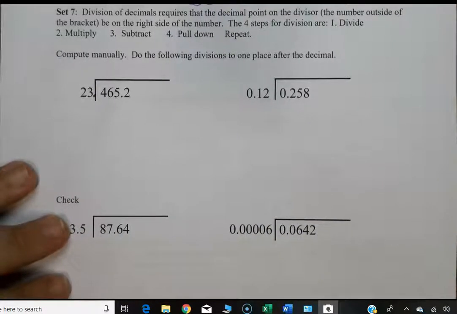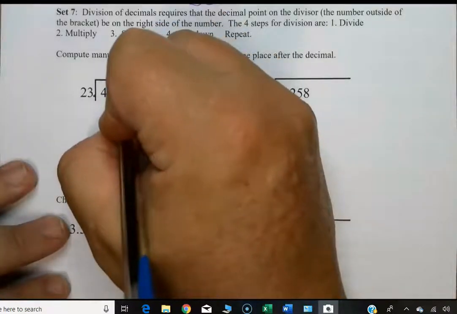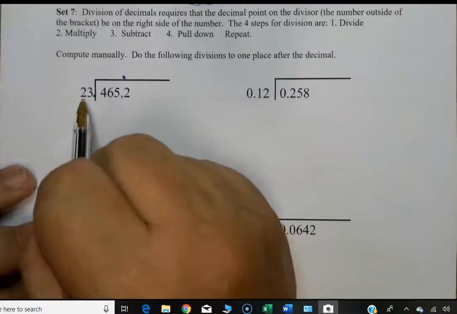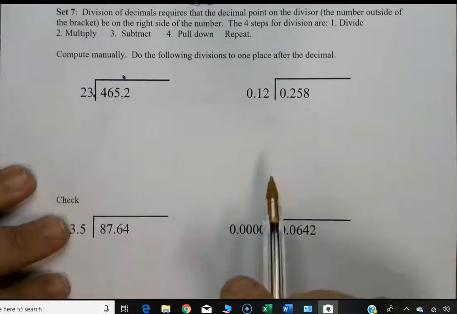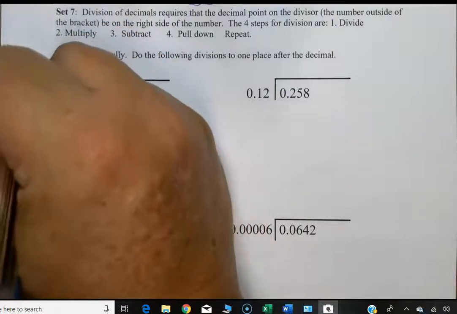Alright, so now we're ready to just go ahead and divide. The only other thing we have to do is take this decimal and put it up top, directly above where it is down here. So let's do the first step. We divide. 23 goes into 46. And I'm going to teach you a little technique that I use. Some students like it, some students don't.